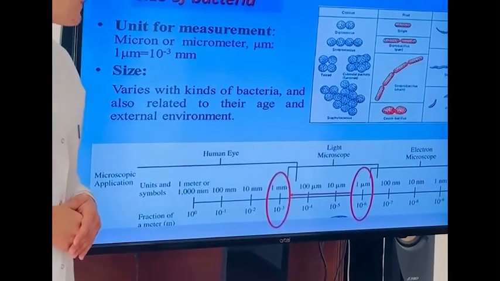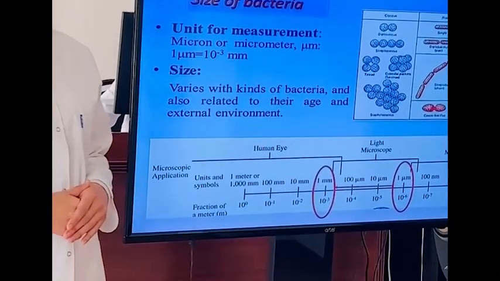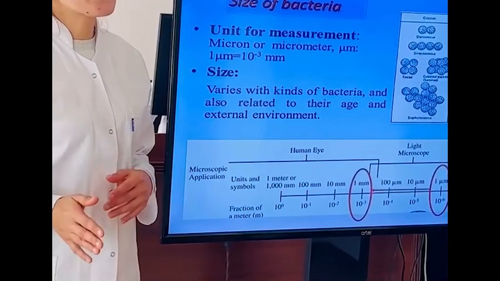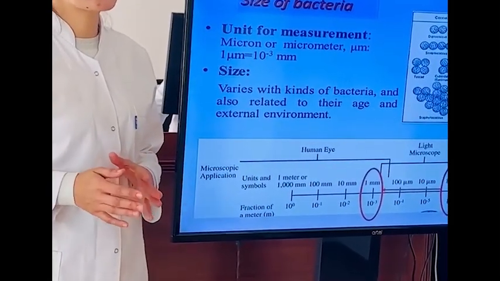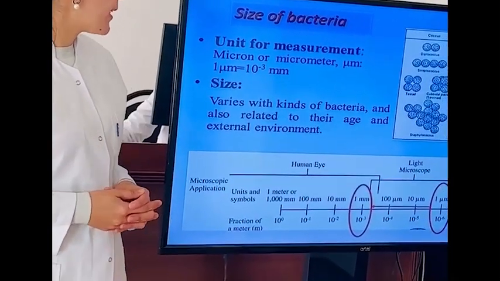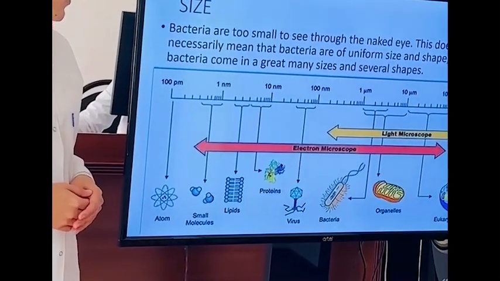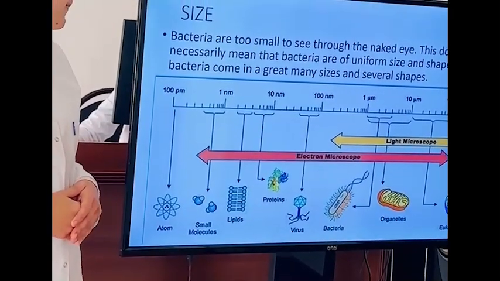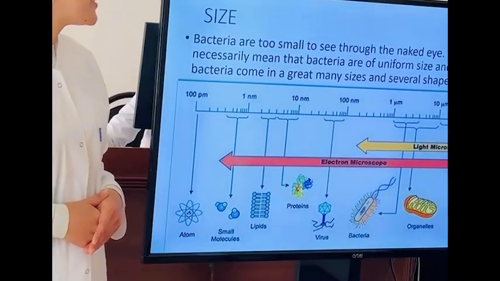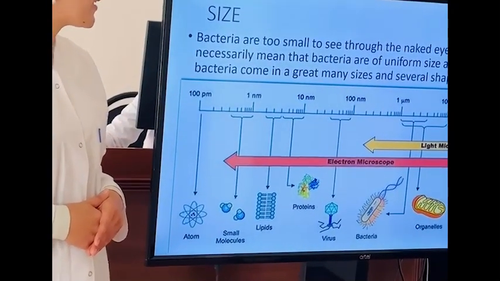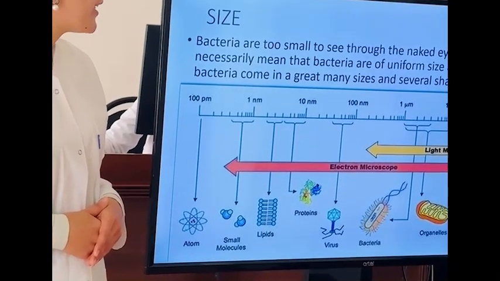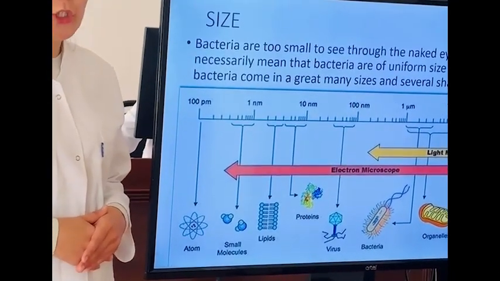Size of the bacteria. The size of the bacteria is very important for us. For example, it varies with kinds of bacteria and is also related to age and external environment. Here we can see many types of bacteria. Bacteria are too small to see with the naked eye. That does not necessarily mean that bacteria are of uniform size and shape. In fact, bacteria come in a great many sizes and several shapes too.